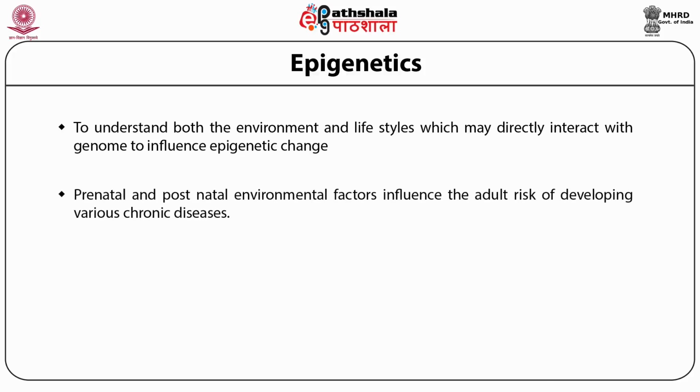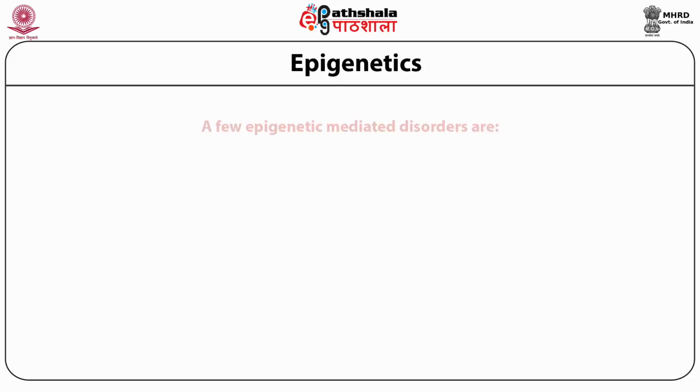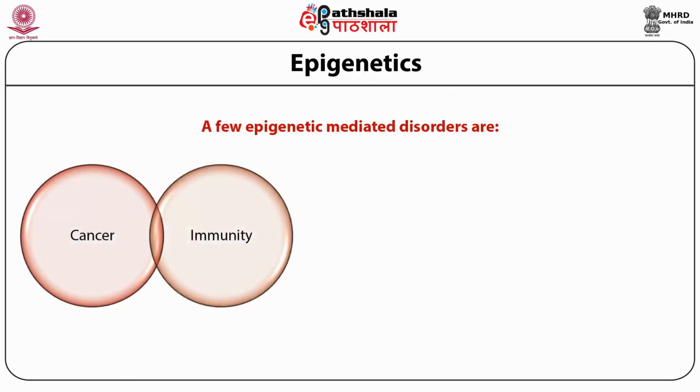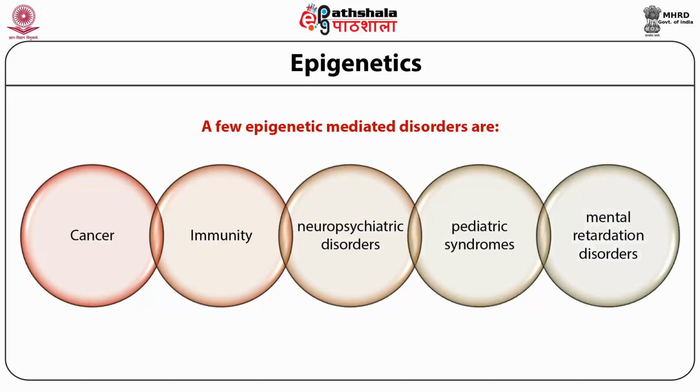Prenatal and postnatal environmental factors influence the adult risk of developing various chronic diseases. Research results show that starvation in early stage or poor nourishment in the womb may result in obesity and hypertension in later life. A few epigenetic mediated disorders are cancer, immunity, neuropsychiatric disorder, pediatric syndromes, and mental retardation disorder.